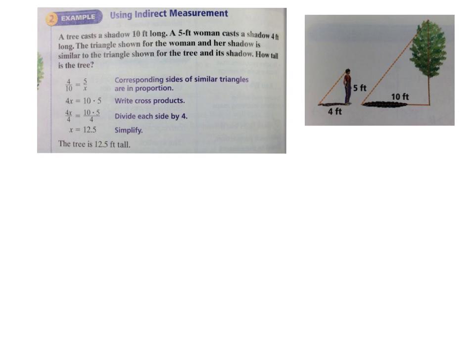So here's one of my favorite types of problems. We get to use indirect measurement. Actually, I worked this one in your video, but we're going to do it anyway. Noticing here, I have a 5-foot tall person. A tree casts a 10-foot long shadow, and a 5-foot tall person casts a 4-foot shadow. So the tree has an unknown height, so I'm going to go ahead and put an X there so we don't forget that.